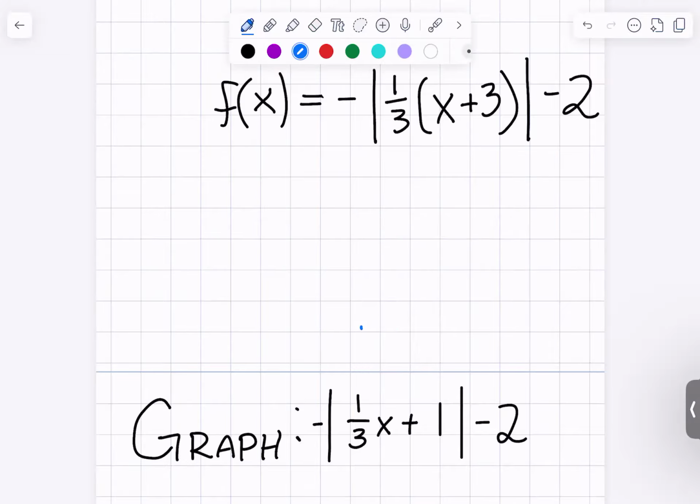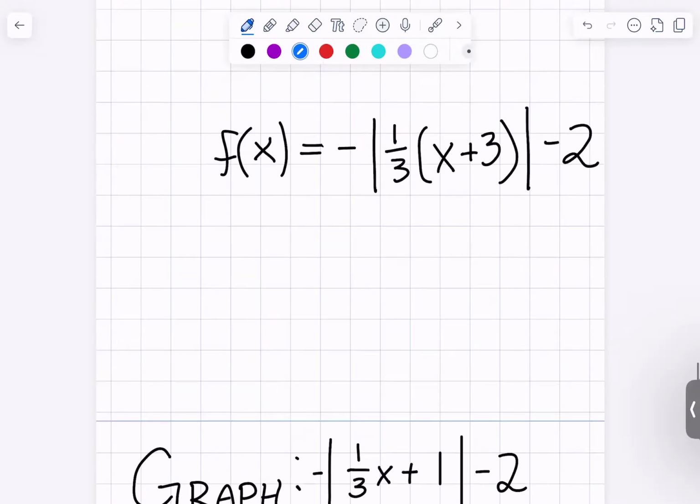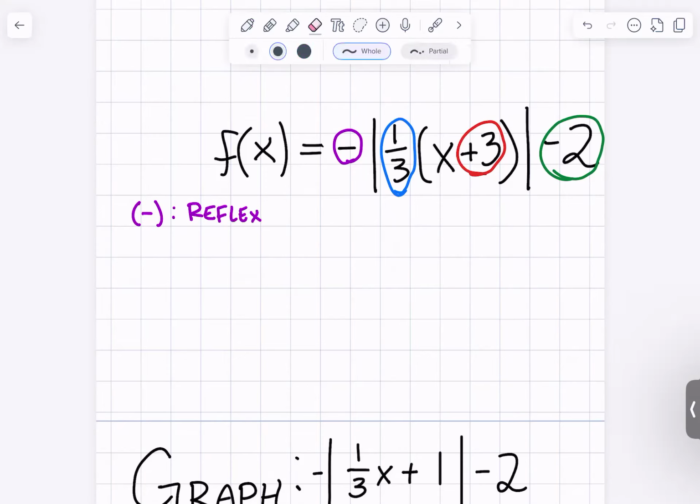Great question. So here, I'm going to go back to my circles. Circle this, circle that, and circle this. So I have 4 in total. The negative on the outside, we already did that a lot yesterday. Hopefully, you guys remember. It's a reflection up over my x-axis.